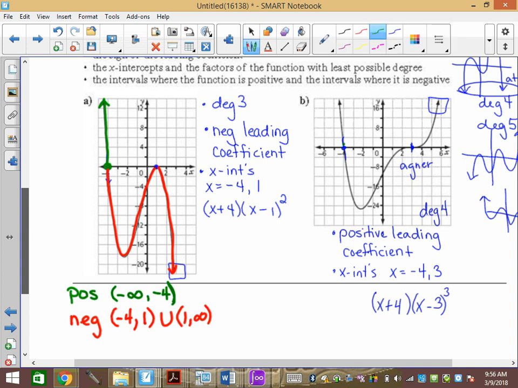This graph is positive here and here. So it's positive from negative infinity to negative 4, or what? 3 to infinity. It's negative all the way down here. So it's negative from negative 4 to 3. Okay?